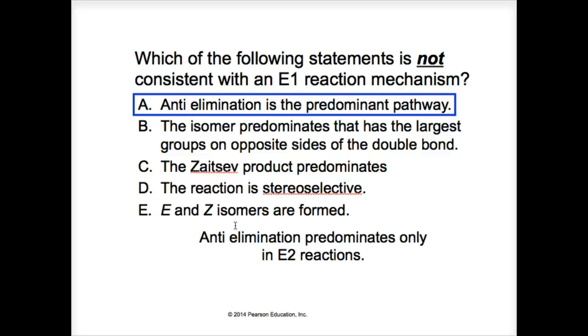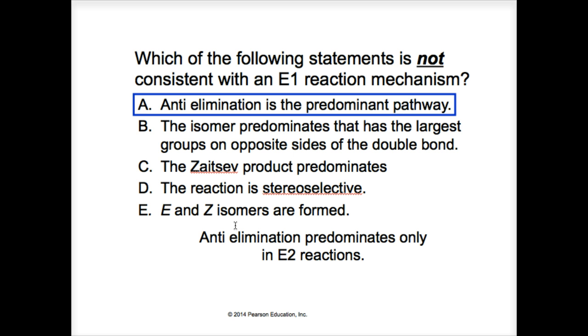The isomer predominates that has the largest groups on opposite sides of the double bond. That is a true statement, yes. E is more stable than Z. The Zaitsev product predominates, yes. This follows Zaitsev's rule. The reaction is stereoselective. We know E2 and E1 are both regioselective due to Zaitsev's rule. They're also stereoselective. So D is correct.